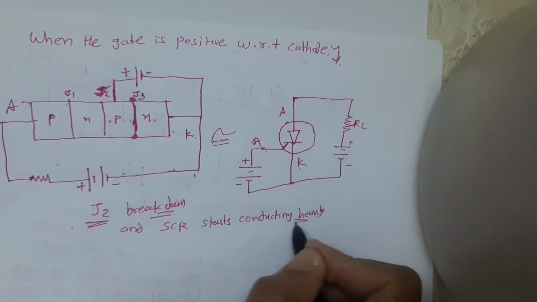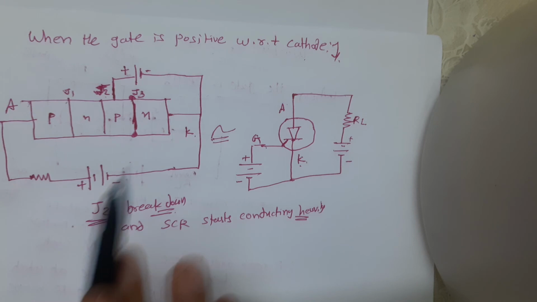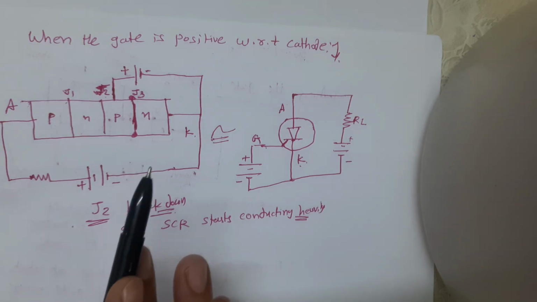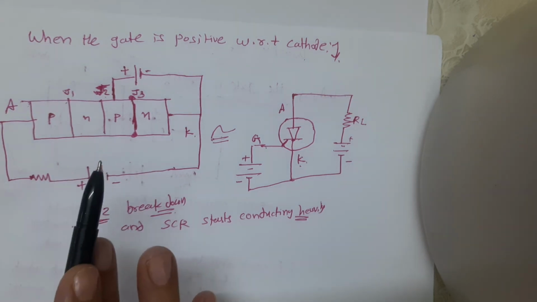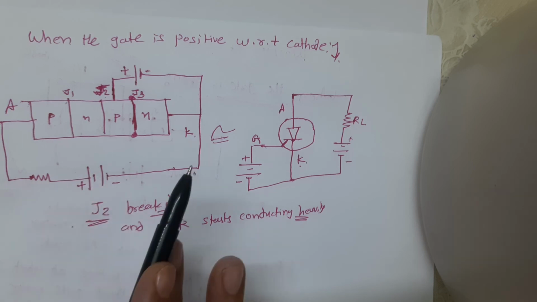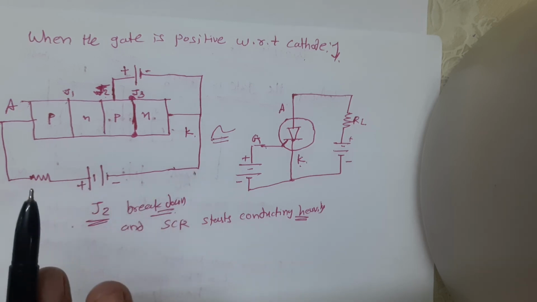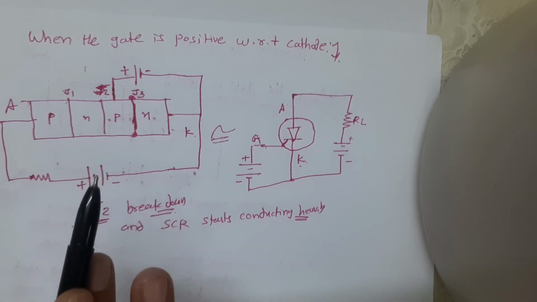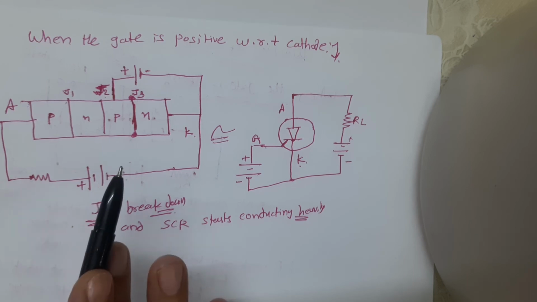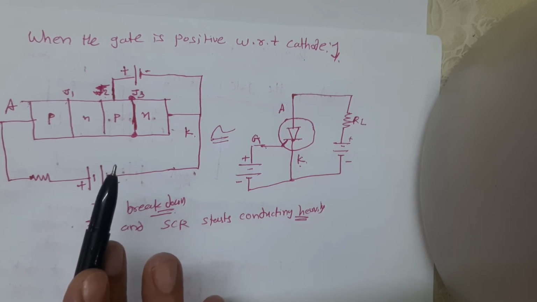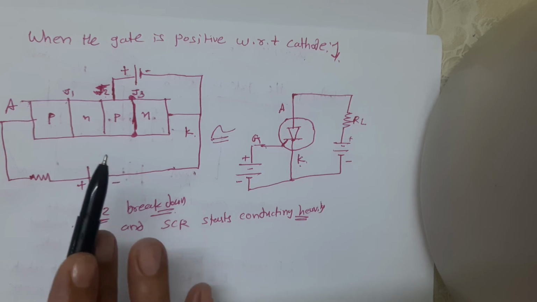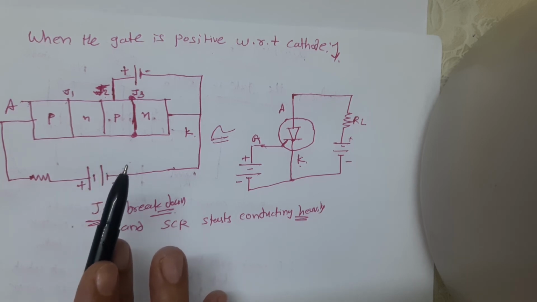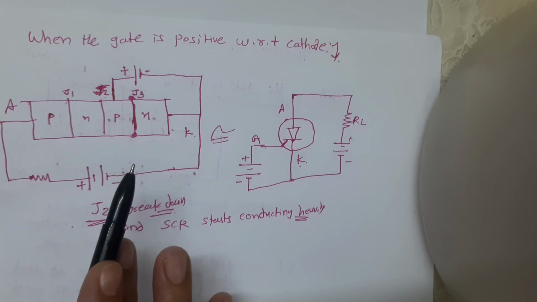Once SCR starts conducting, the gate loses all the control. Even if gate voltage is removed, the anode current does not decrease at all. The only way to stop conduction, that is, to put the SCR in off condition, is to reduce the applied voltage to zero.